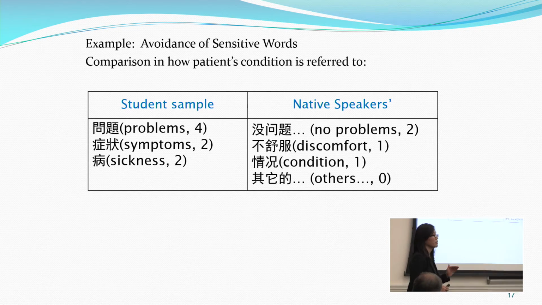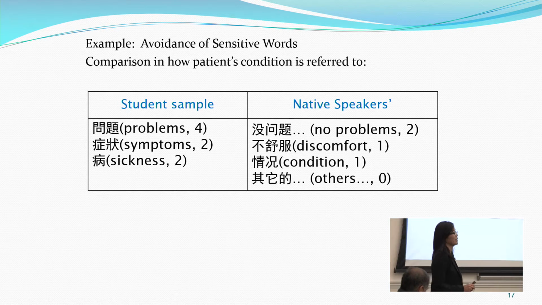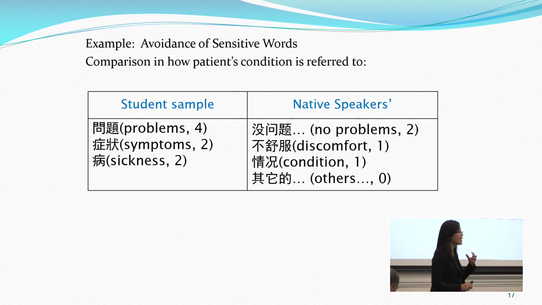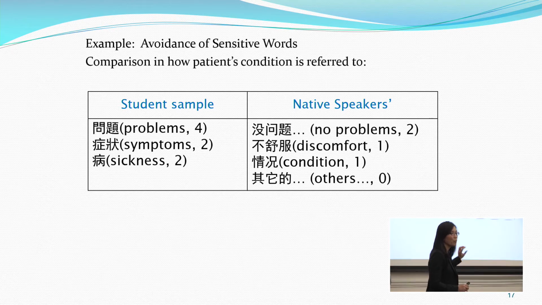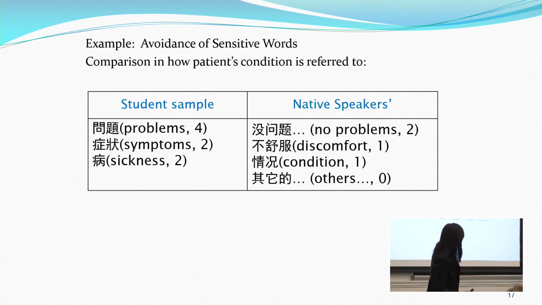So my students had no problem using "problem" 4 times in one conversation. No problem saying symptoms, no problem saying sickness. But look at the native speakers. They avoid saying that, they use discomfort and even more subtle, condition. And the most subtle would be no mention at all. They just say others, all right? And when they did mention 问题, problems, it is "no problems."